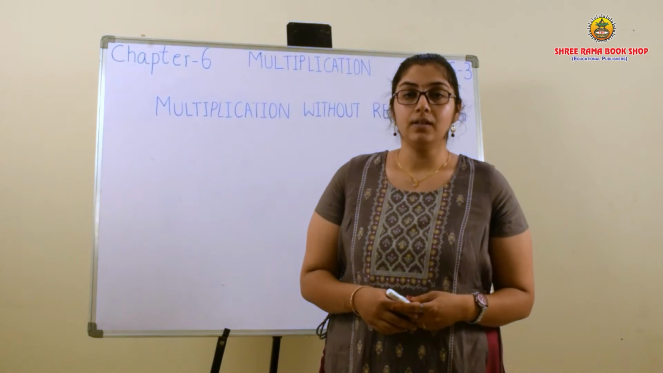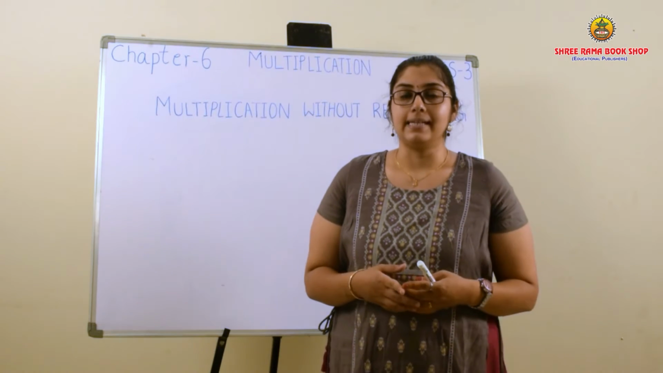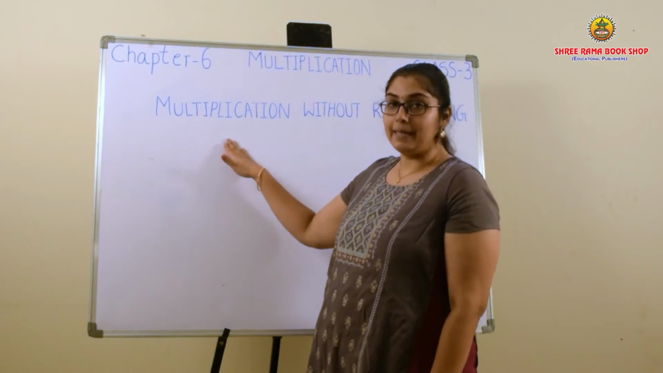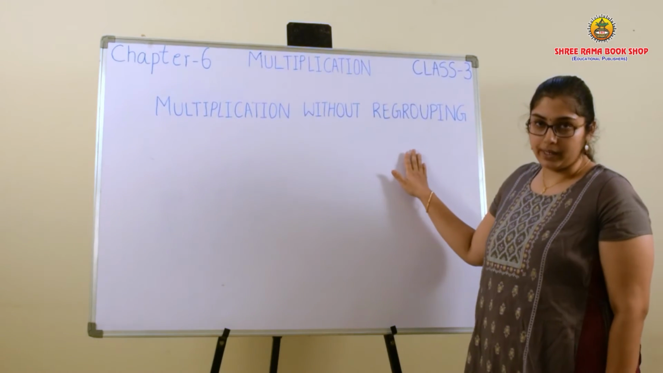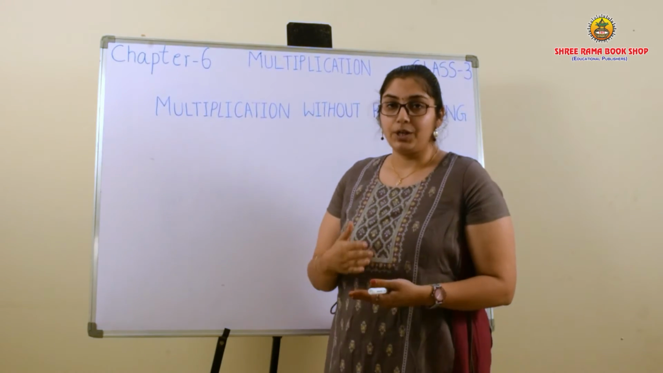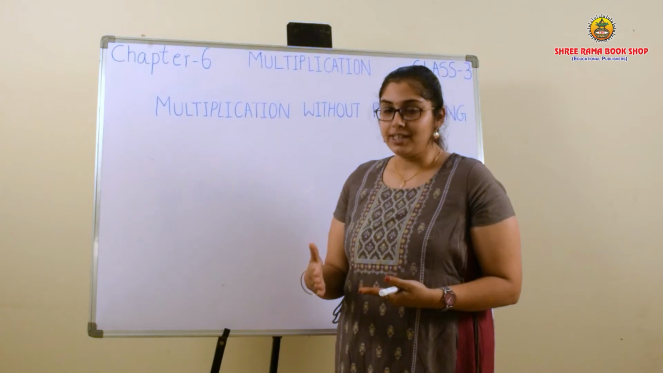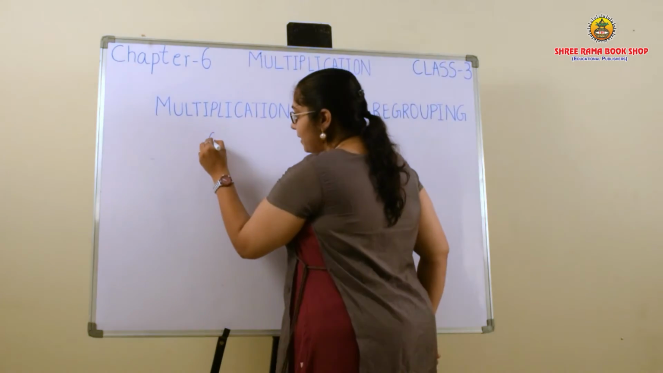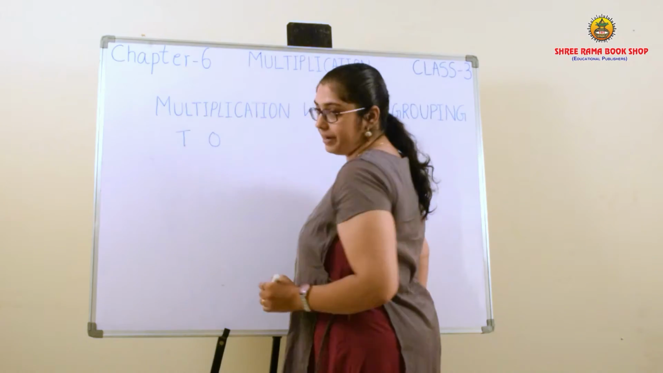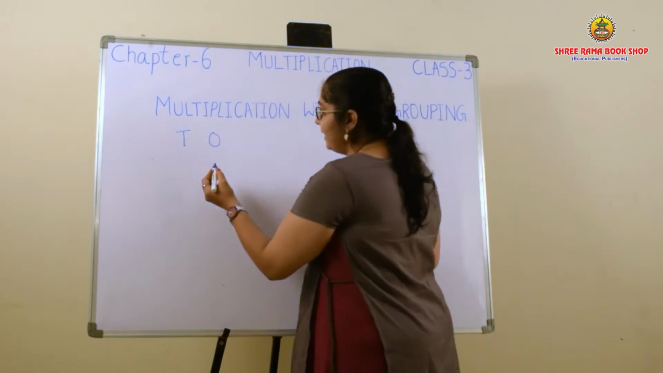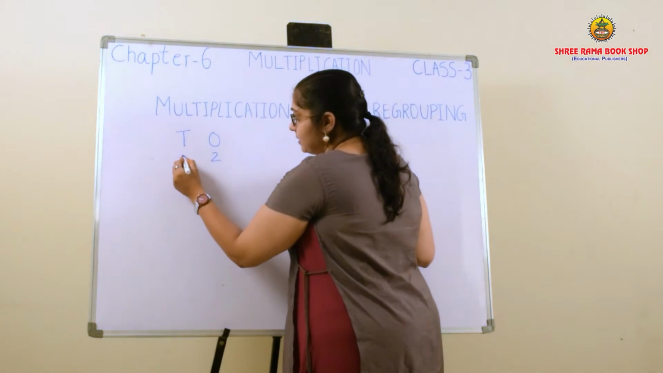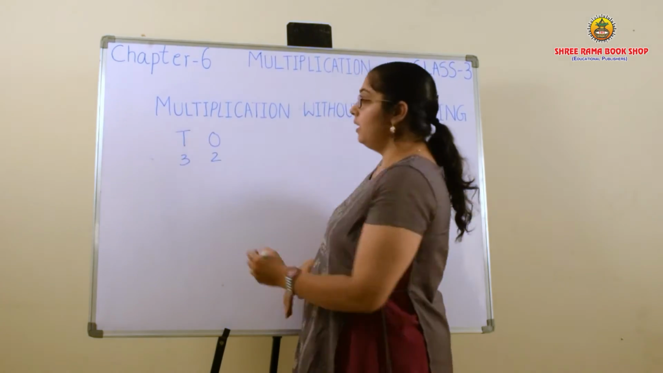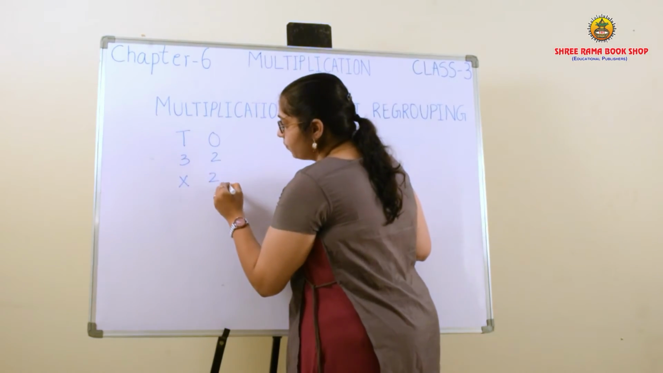Welcome to the class, children. Today we will be learning one more concept in the chapter multiplication. The concept is multiplication without regrouping. First I will start with a 2-digit number, then 3-digit and 4-digit. In a 2-digit number we have ones place and tens place, right? In ones place I take a number 2 and in tens place I take a number 3. And I will multiply this number with 2.